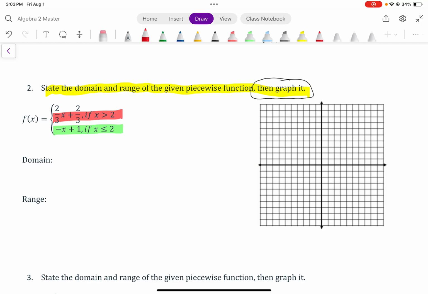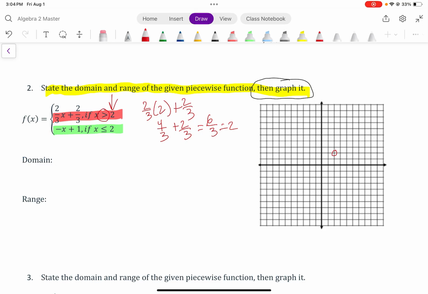So what I'm going to do is look at this value, 2. I know that it says x is greater than 2, meaning I'm going to have an open circle, but I'm going to plug in that value because that's the first thing that I would actually get to look at. So if I do that, I'm going to have 2/3 times 2 plus 2/3. Well, 2/3 times 2 is 4/3 plus 2/3 is 6/3, which is 2. So at x equals 2, I have a y value of 2. But again, this is an open circle because I don't actually technically get to have a value at x equals 2 in that red piece. But this is where it would be if I had one.